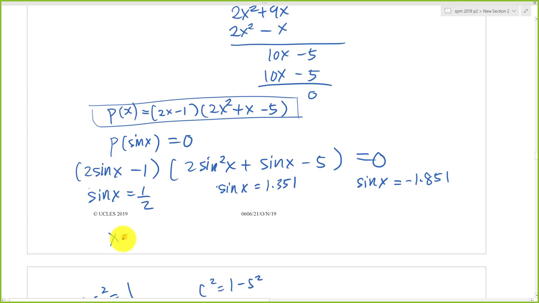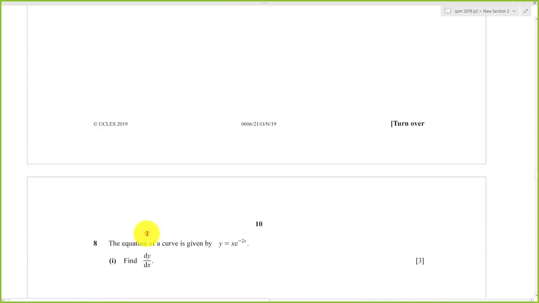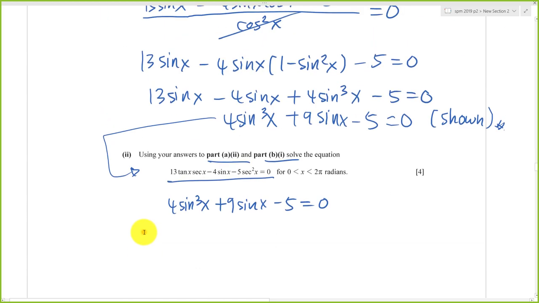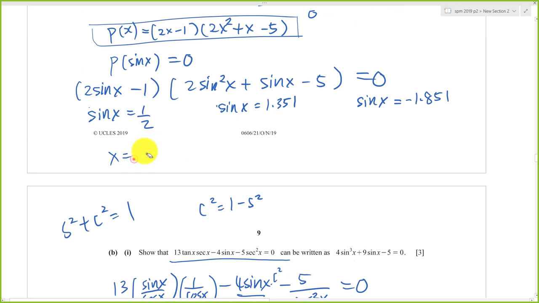Alright, so this one is quite easy. x is equals to 30 degrees. You need to know what is the range of the x here. The range of the x given is between 0 to 2 pi. So cannot write degree anymore. So this one, if I change to the radian, will be pi over 6. And the next one will be second quadrant, will be pi minus answer. Pi minus pi over 6 will be 5 pi over 6.